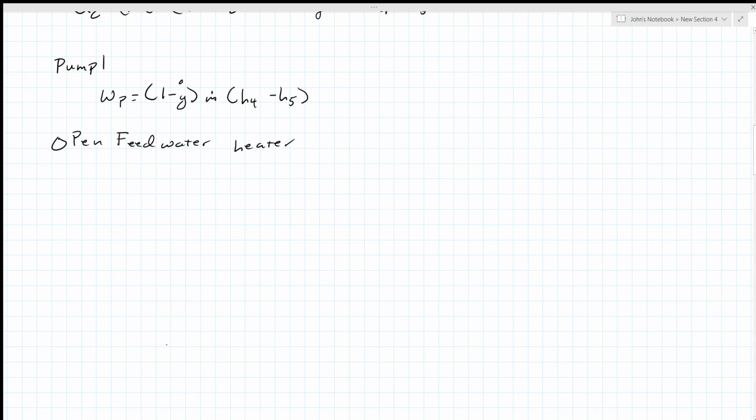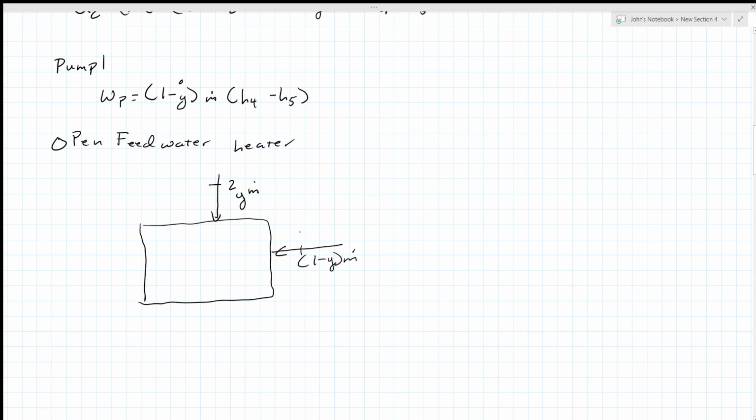So I have my open feed water heater. I cannot draw on this tablet. So I have here, which is state 2, and I have y the mass flow rate going in on that inlet. I have 1 minus y of the mass flow rate here at state 0.5, and I'm leaving here at state 0.6. Well, open feed water heater, no moving parts, therefore work is equal to 0.